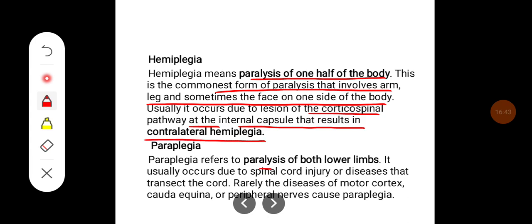Paraplegia refers to the paralysis of both lower limbs. It usually occurs due to spinal cord injury or diseases that transect the cord. Rarely the disease of motor cortex, cauda equina, or peripheral nerve causes paraplegia.